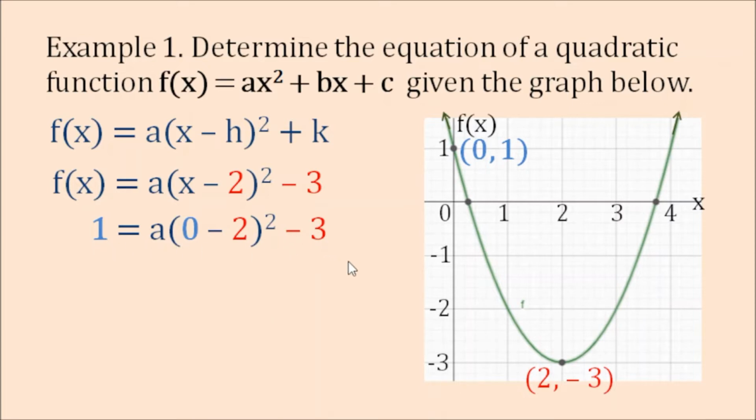Now simplifying this equation, we have 0 minus 2 is -2, then square it, that's 4. So this means 1 equals 4a minus 3. Adding 3 on both sides of the equation, we have 4 equals 4a. Dividing both sides by 4, we have a equals 1. Now we are going to substitute this a here with 1.